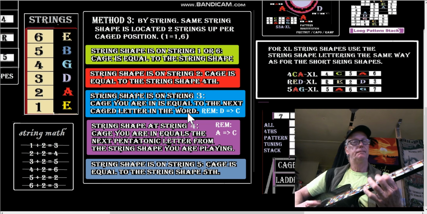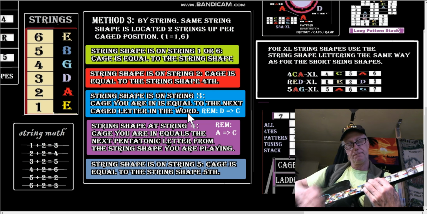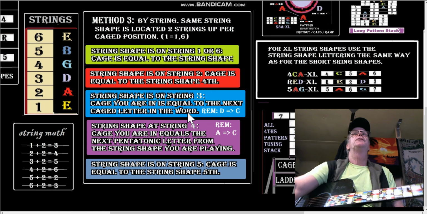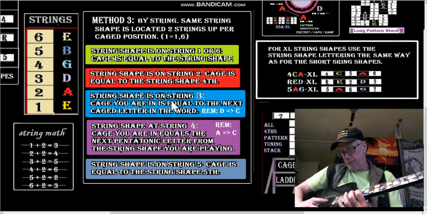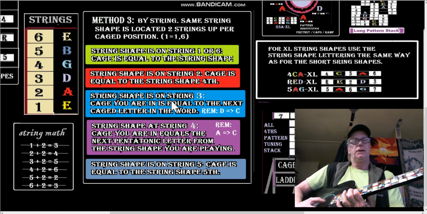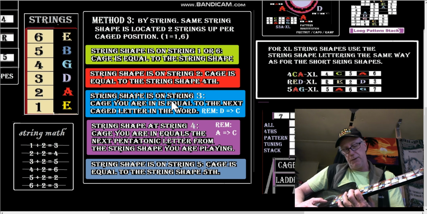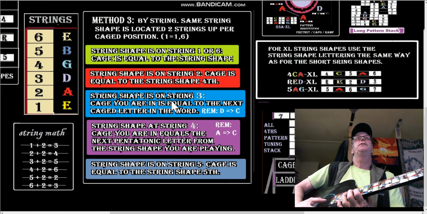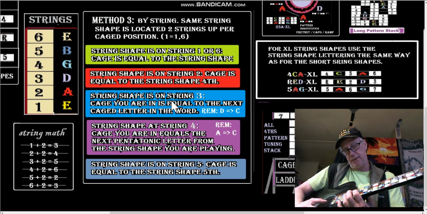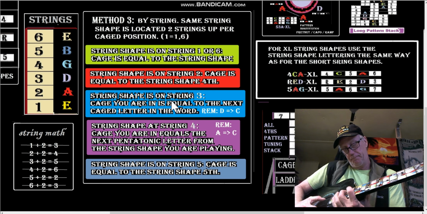A cage, right there. Let's try one more with the third string. So let's say we're up here with this E string shape on the third string. According to the rule, we go to the next letter in the cage word. E goes to D in cage. We're in the D cage there. Here's your D cage.